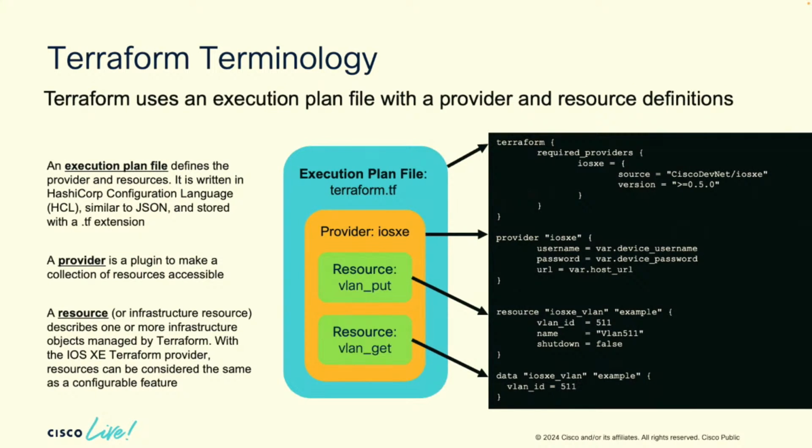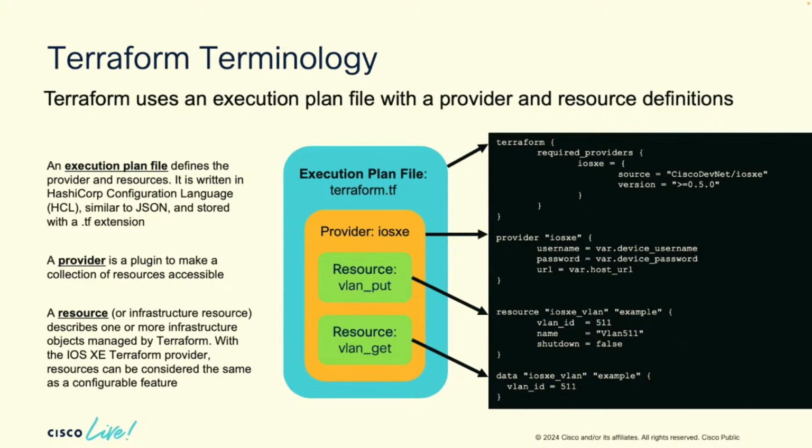Within this file, we have a provider. In this case, we're using the IOS XE one, and that's how we'll be able to configure our devices specifically. Now, in this particular example, in the two green boxes here, we have our different resources. Within Terraform, there's the concept of resources, but in terms of IOS XE, that essentially means a feature. What are we going to be doing with it? The first thing in this example is we're going to create a new VLAN, in this case VLAN 511. We'll be creating it from scratch, essentially using this Terraform execution plan file.